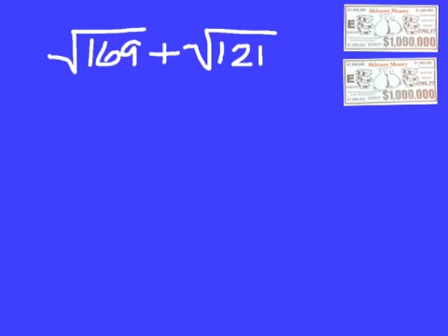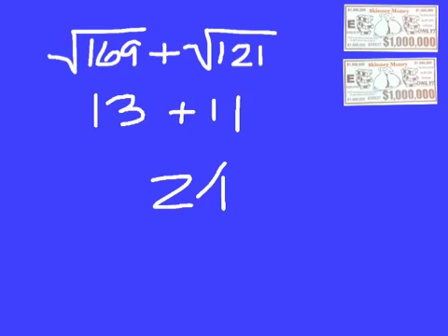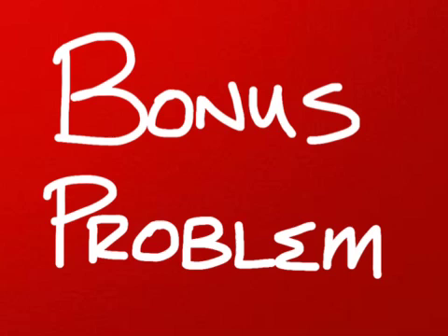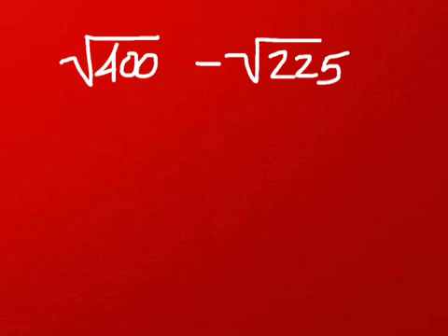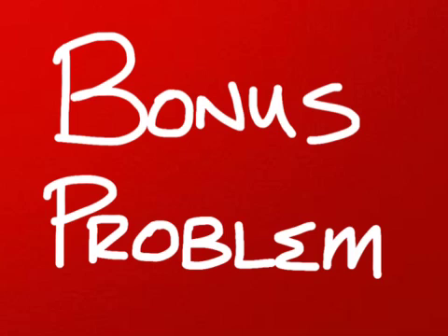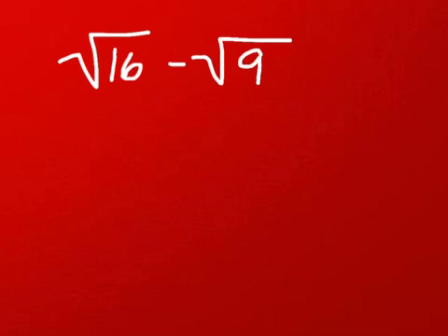Practice problem number 1. Drop this off. For the practice problem, that's 13 plus 11. The answer should be 24. Bonus problem. This should be 20 minus 15. The answer is 5. Answer on the bonus is 1.